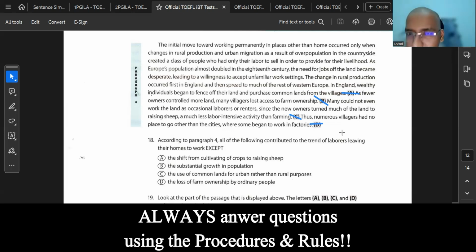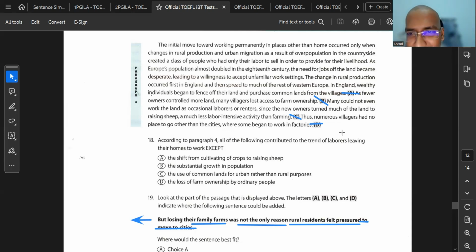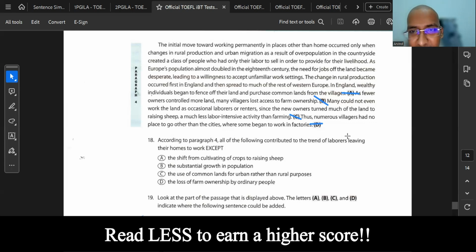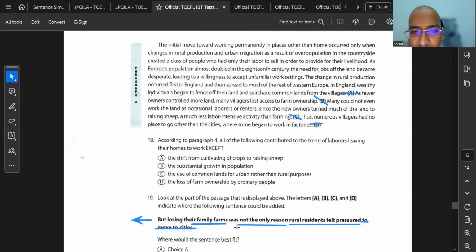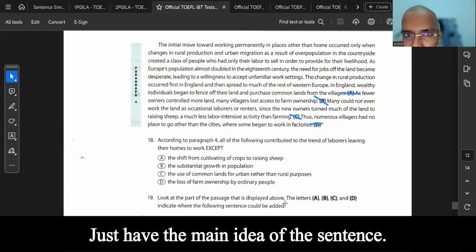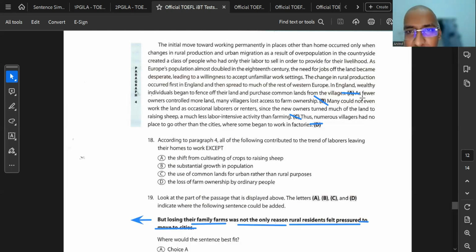According to the rules, in this case I would read the whole sentence. Losing their farms was not the only reason, right? So it's something about losing their farms. We look at the sentence before B. What does it say? As fewer owners controlled more land, many villagers lost access to farm ownership. Okay, so B is more likely.